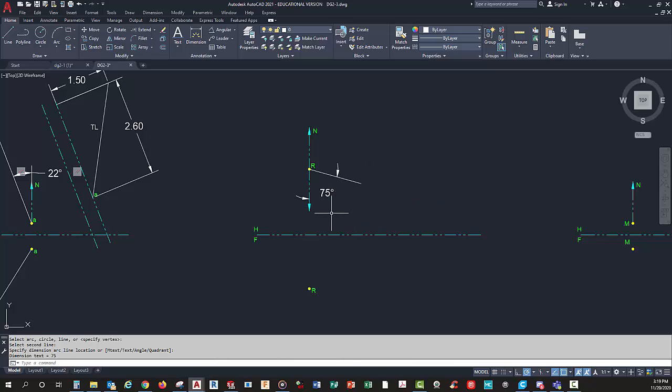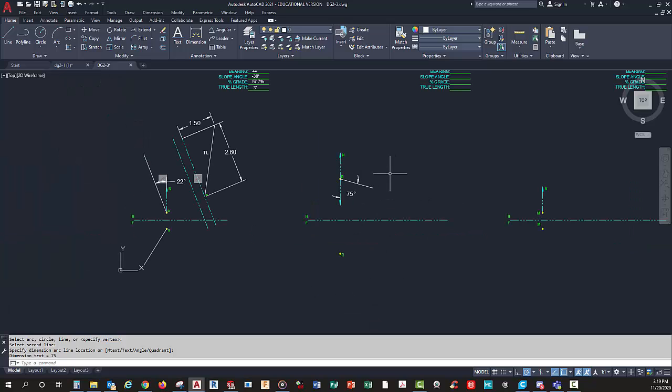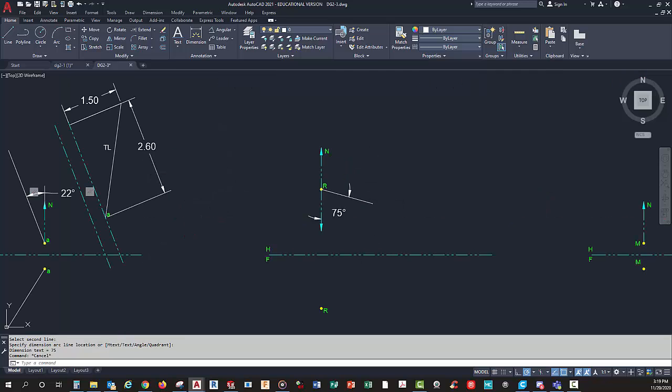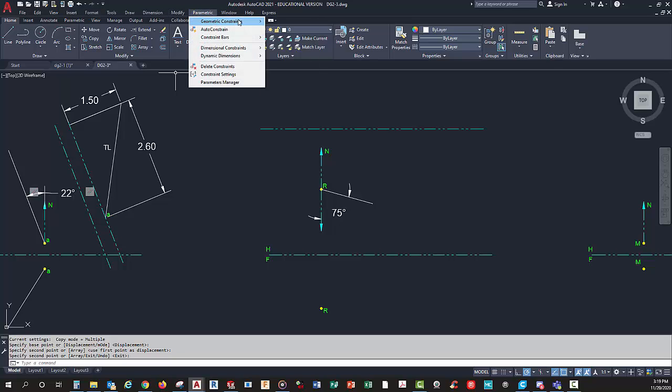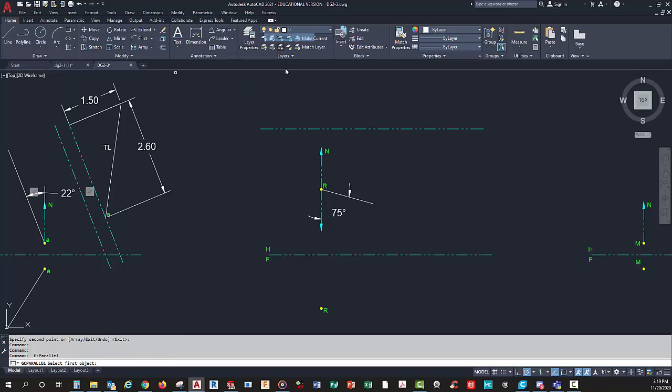There you go. There's my bearing. I still don't know where the end of this line is yet, but I do know that if I were to copy this, and then, like I said, I go up here and use my parametric constraints and do parallel, I pick this first, then I pick this. So now this is parallel.